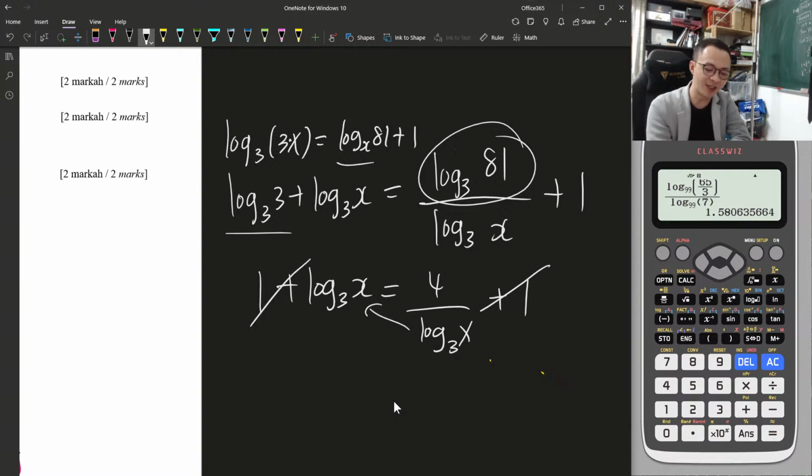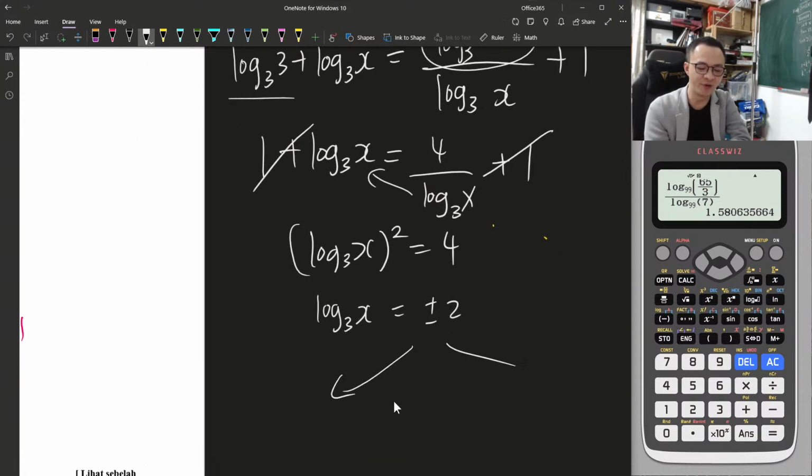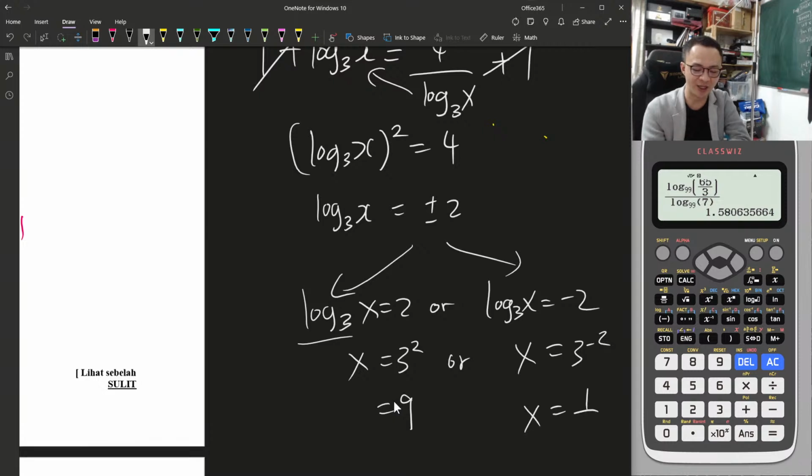This one move to the other side, crossover, multiply. Then you should get the whole thing squared equals to 4. By solving this one, I will just move the square to the other side to get the square root. So square root 4, I will get positive negative 2. Then I will find both answers, which is log 3x equals to 2 or log 3x equals to negative 2. From here, log rule tells me that 3 moves to the other side and becomes 3 power of 2, which is 9. And then this one, 3 moves to the other side, it becomes 3 power of negative 2, which is 1 over 9. Alright, this is how we actually solve this kind of log questions.